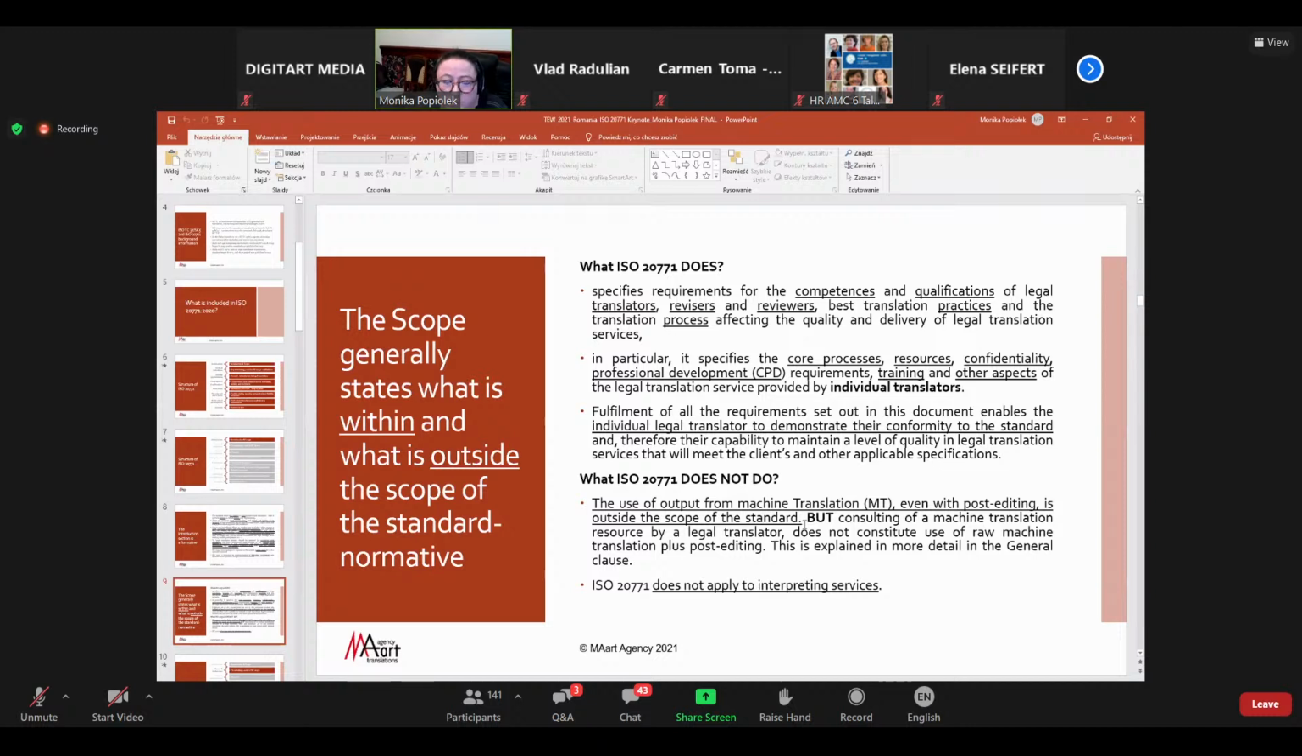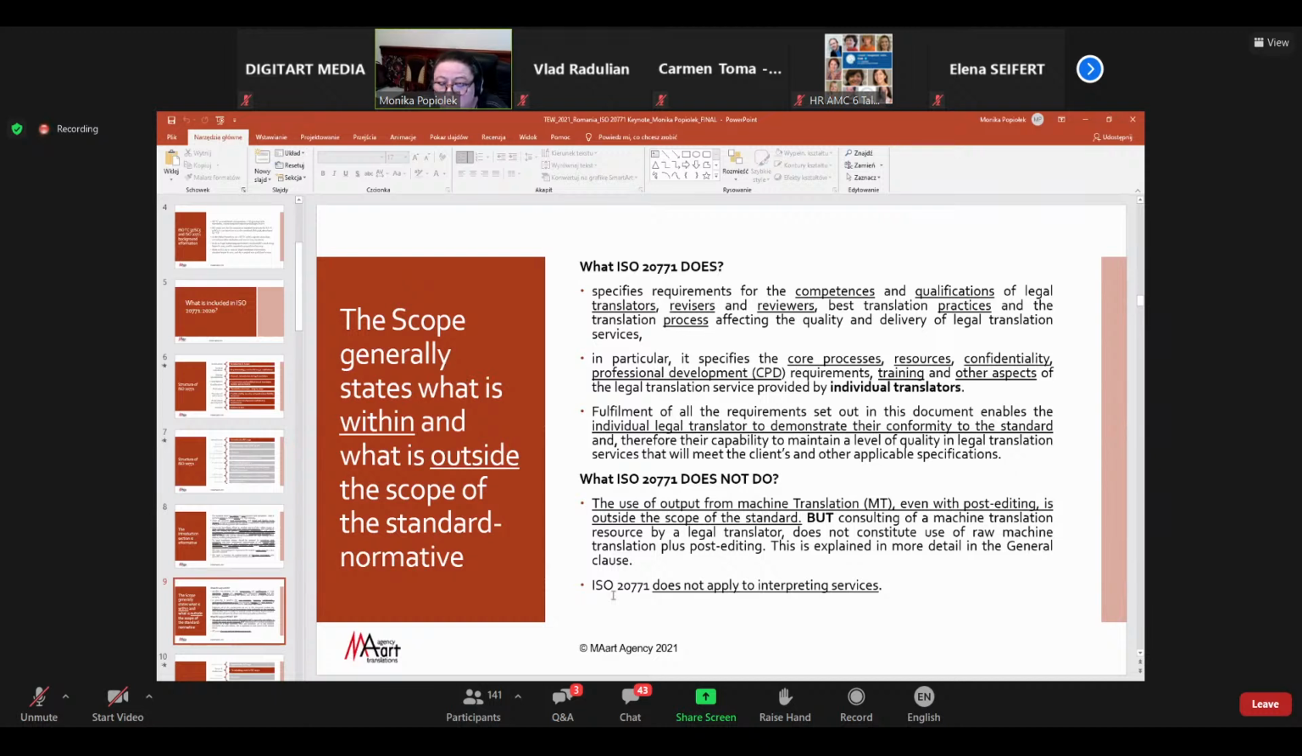That's what you cannot do. And there are also other reasons why it shouldn't be done for legal translation. Some of them are related to security. Some of them are related to personal data protection. I mean, there's no point going into that, but this is what it means, that it's outside the standard.